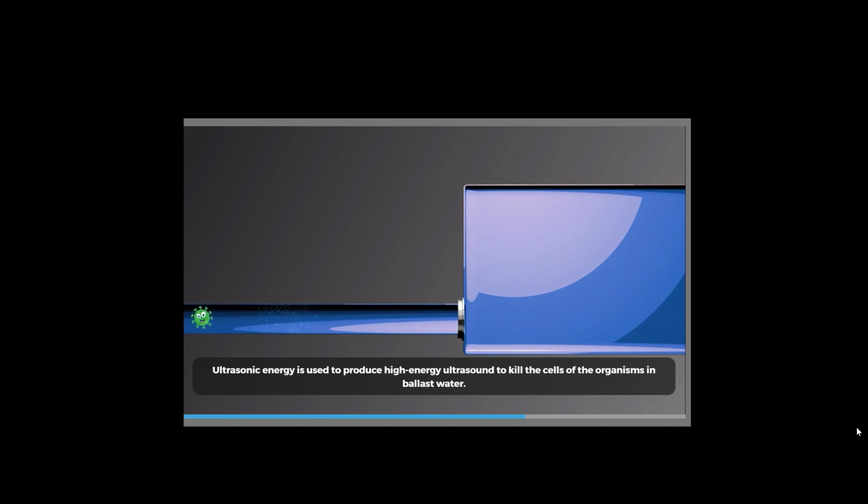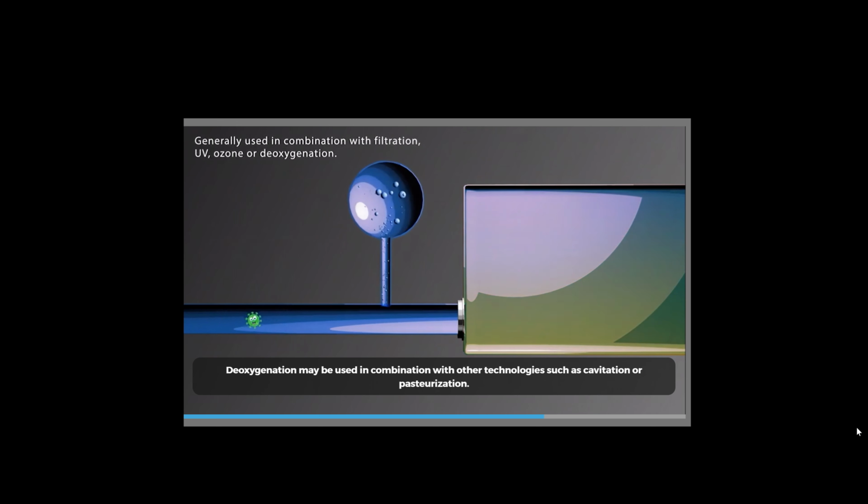Ultrasonic energy is used to produce high-energy ultrasound to kill the cells of the organisms in ballast water. Such high-pressure ballast water cavitation techniques are generally used in combination with other technologies. Ballast water treatment systems may combine cavitation with filtration, UV, ozone, or deoxygenation. Deoxygenation may be used in combination with other technologies such as cavitation or pasteurization.